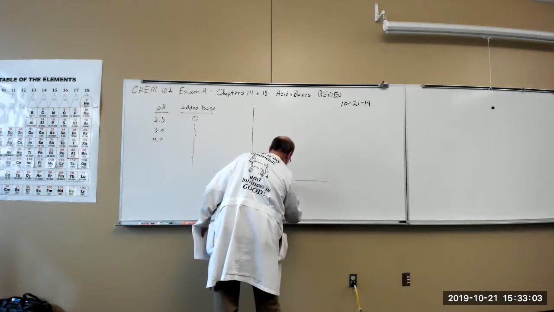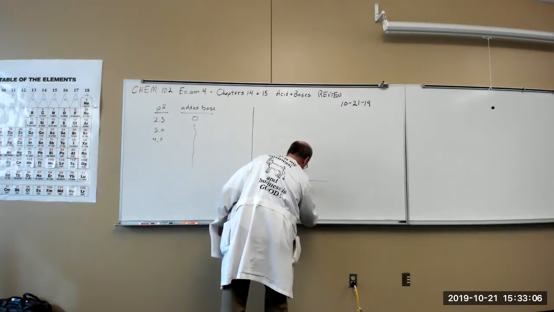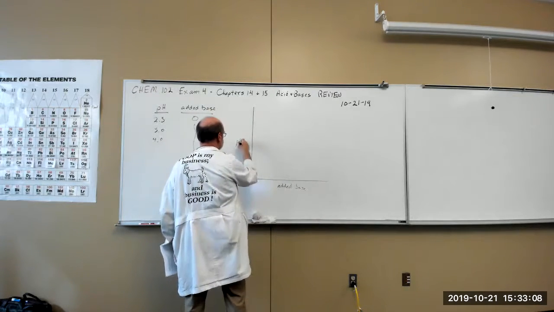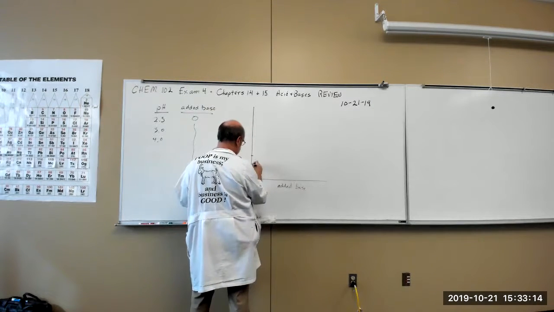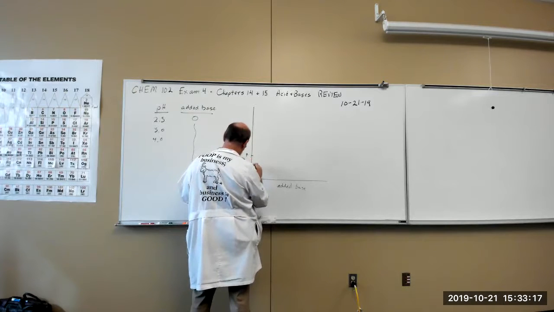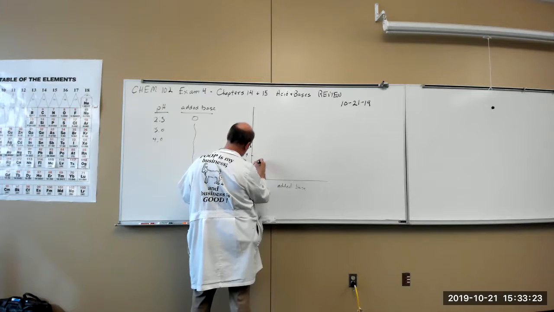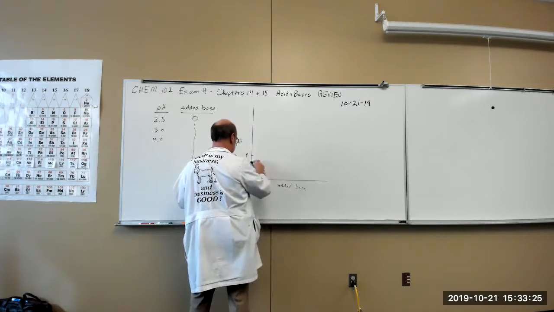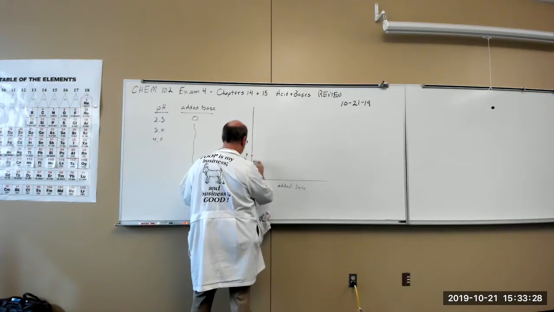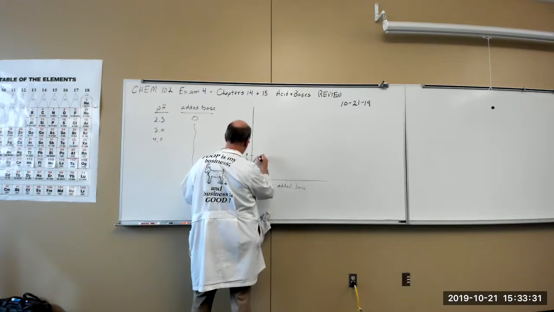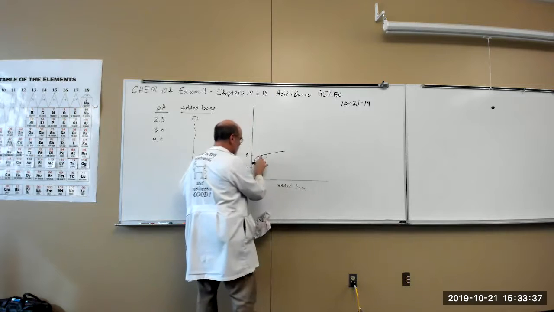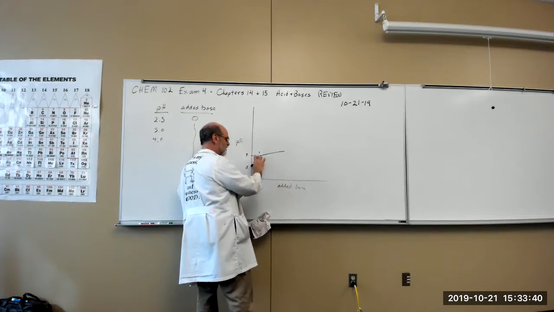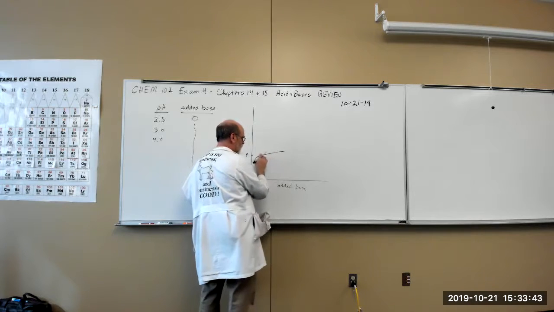So this is added base. And this is your pH. And your pH is probably going to be in the neighborhood of around 2. Right? And it's going to go up quick to begin with, and then it's going to flatten out. So your pH is going to start off increasing fast, and then it's going to slow down. And you're going to get this part of your curve.